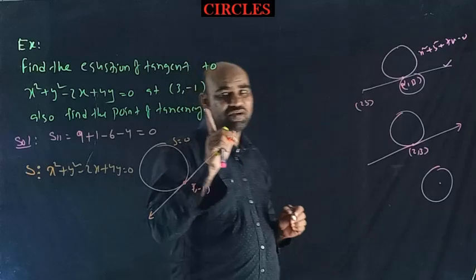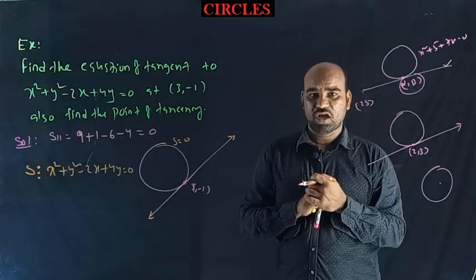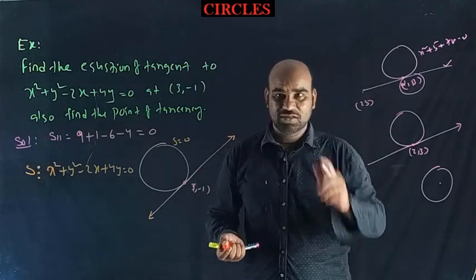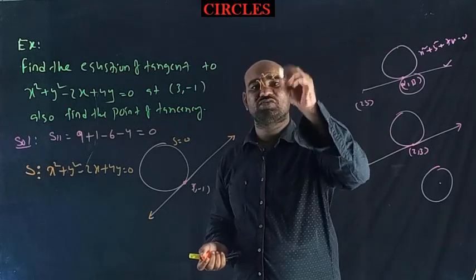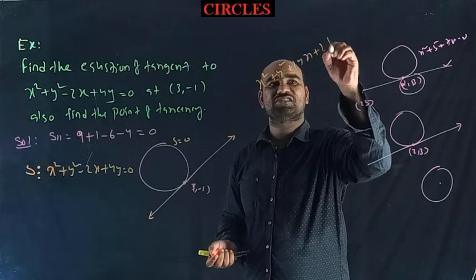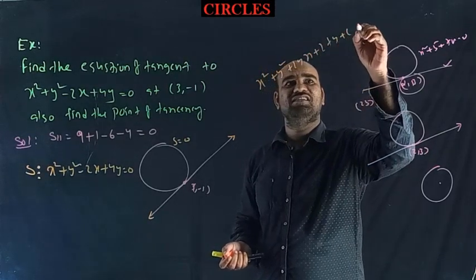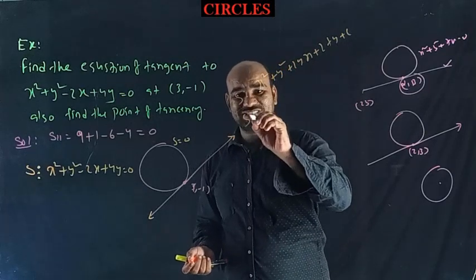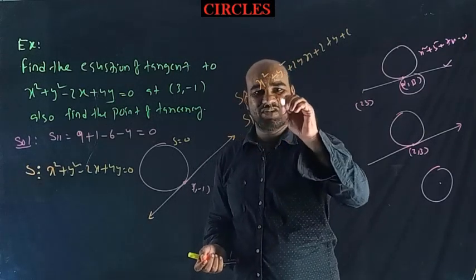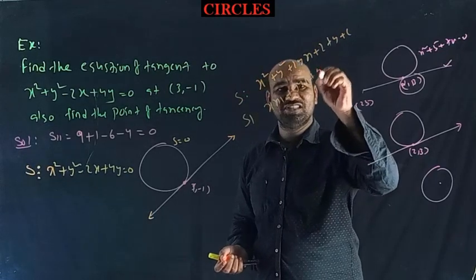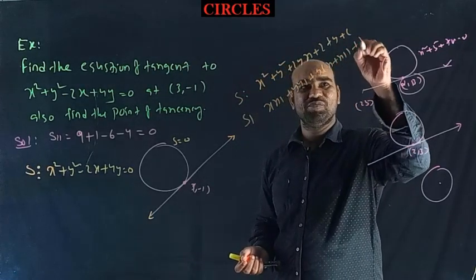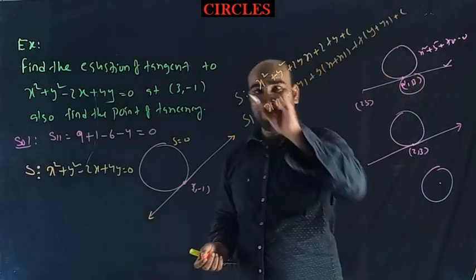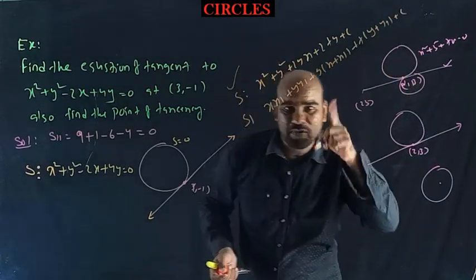Very, very important note: how to write S1 from S? Observe here. x square plus y square plus 2gx plus 2fy plus c, this is S. S1 is xx1 plus yy1 plus g times of x plus x1 plus f times of y plus y1 plus c only. If S is given, how to write S1? That is very important.